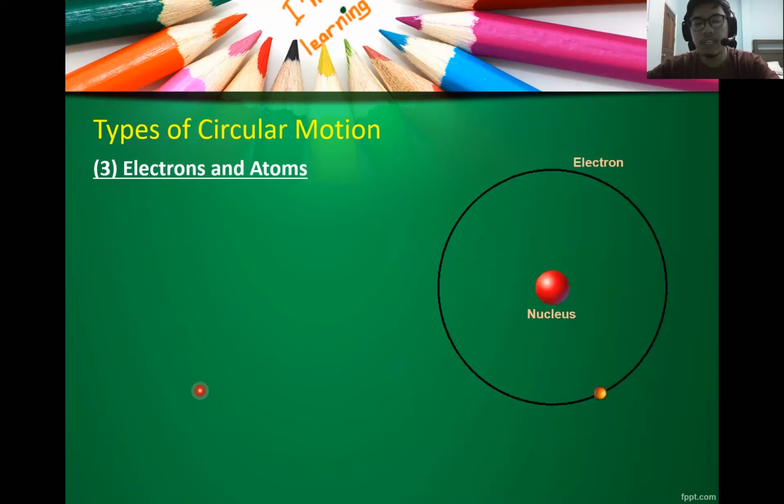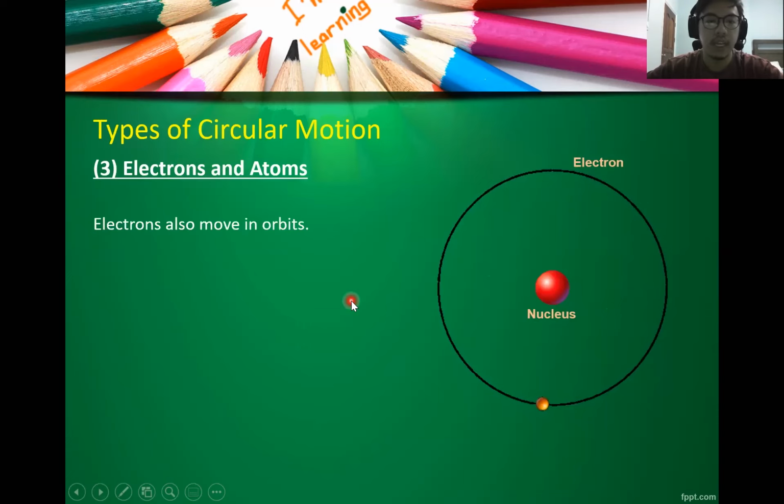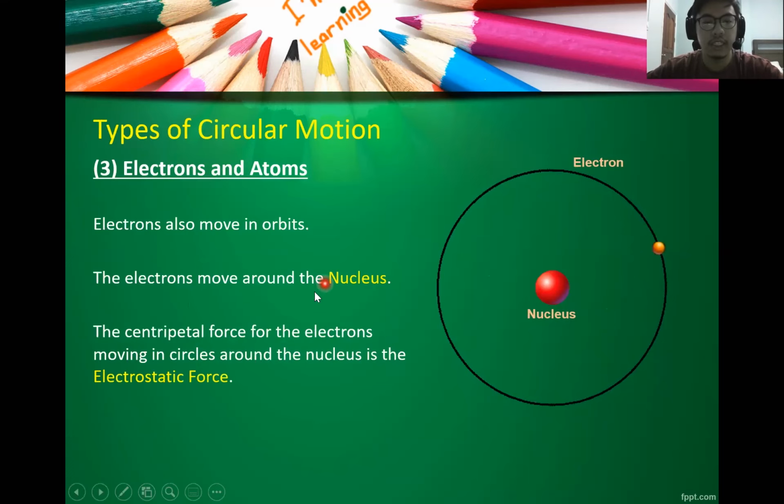Another type of circular motion is between electrons inside an atom. So you can see, and you have probably learned this in chemistry, the electrons inside an atom are always orbiting around the nucleus of the atom. So electrons also move in orbits. The electrons move around the nucleus. There is a force here that is causing the electron to move around in circles. And this force, which is the centripetal force, is the electrostatic force between the electron and the nucleus.